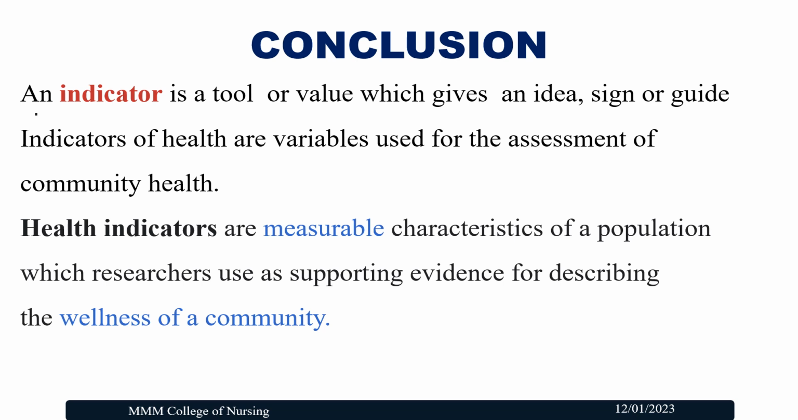Let me conclude this topic. An indicator is a tool or value which gives an idea, sign or guide. These indicators of health are variables used for the assessment of a community's health. The health indicators are measurable characteristics of a population which researchers use as supporting evidence for describing the wellness of a community.